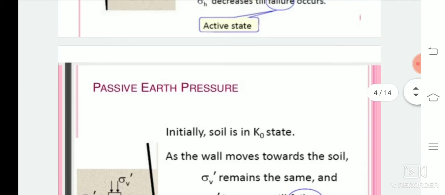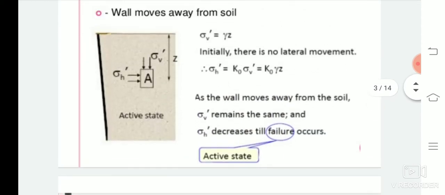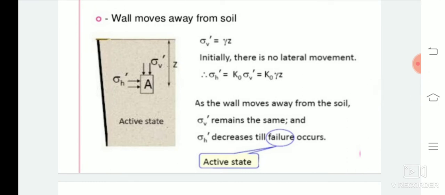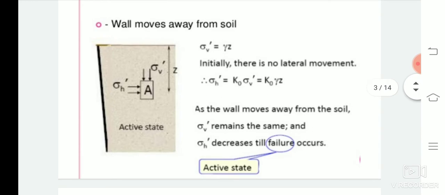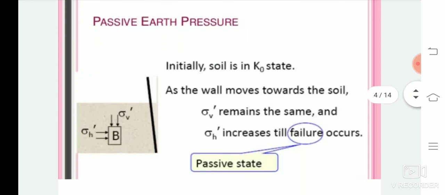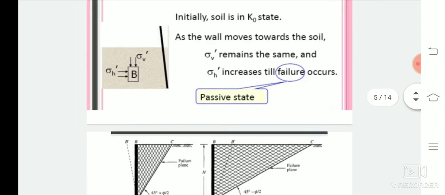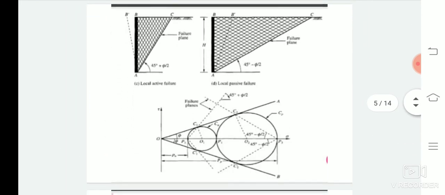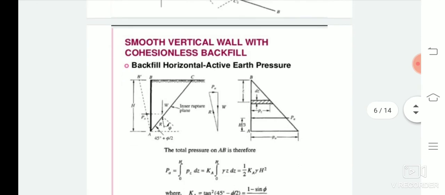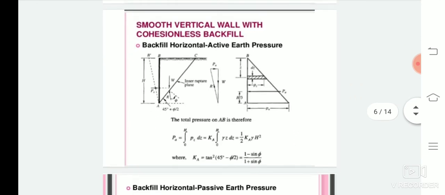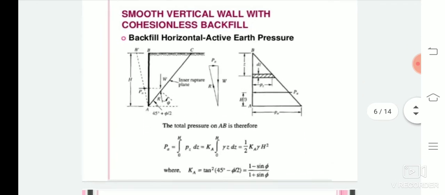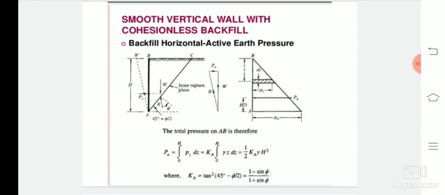And when the ratio of sigma h by sigma v equals Ka, that gives 1 by tan squared (45 degrees plus phi by 2), that is the coefficient of active earth pressure. So in this way, the coefficient of passive earth pressure and the coefficient of active earth pressure are determined. So let us move on to some of the cases where active and passive earth pressure can be found out.